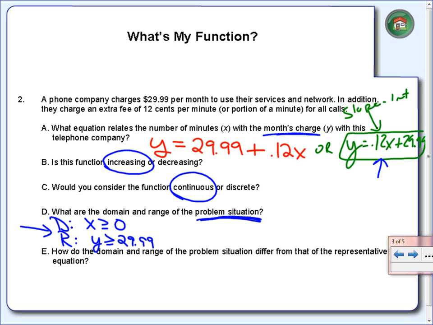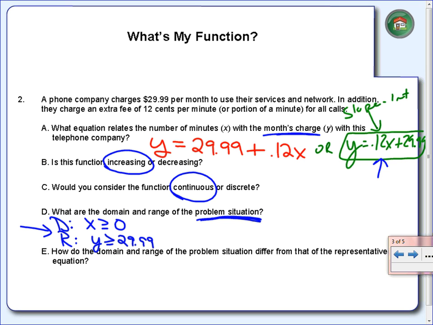Over here we said the x values were greater than or equal to 0. But if you look in your calculator, do you see only positive x values in your table? No. You also see what? Negatives. What about your y values? Do your y values in your table start at $29.99? Well, at 0, but what about on those negative numbers? Yeah.